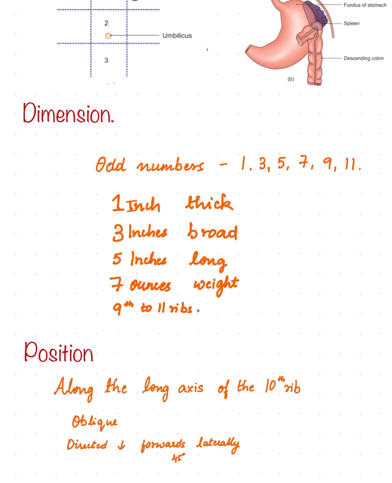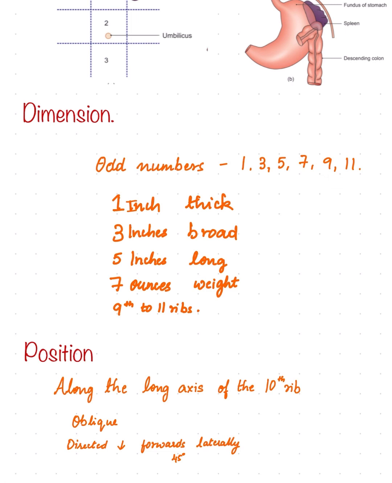So going on with the dimension, let's get to know the dimension of the spleen in an easy way. So first, remember all these odd numbers, 1 to 11. What these odd numbers mean is that the spleen is 1 inch thick, 3 inches broad, 5 inches long, 7 ounces in weight, and it is present between the 9th and 11th ribs. So that was the dimension of the spleen.